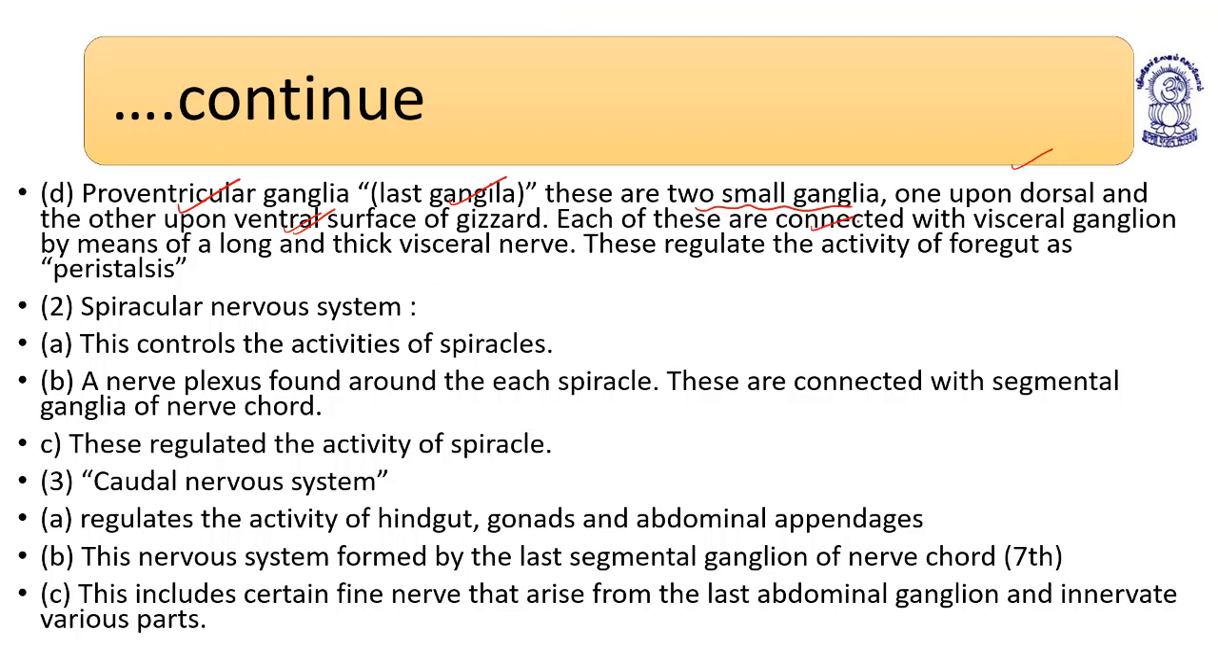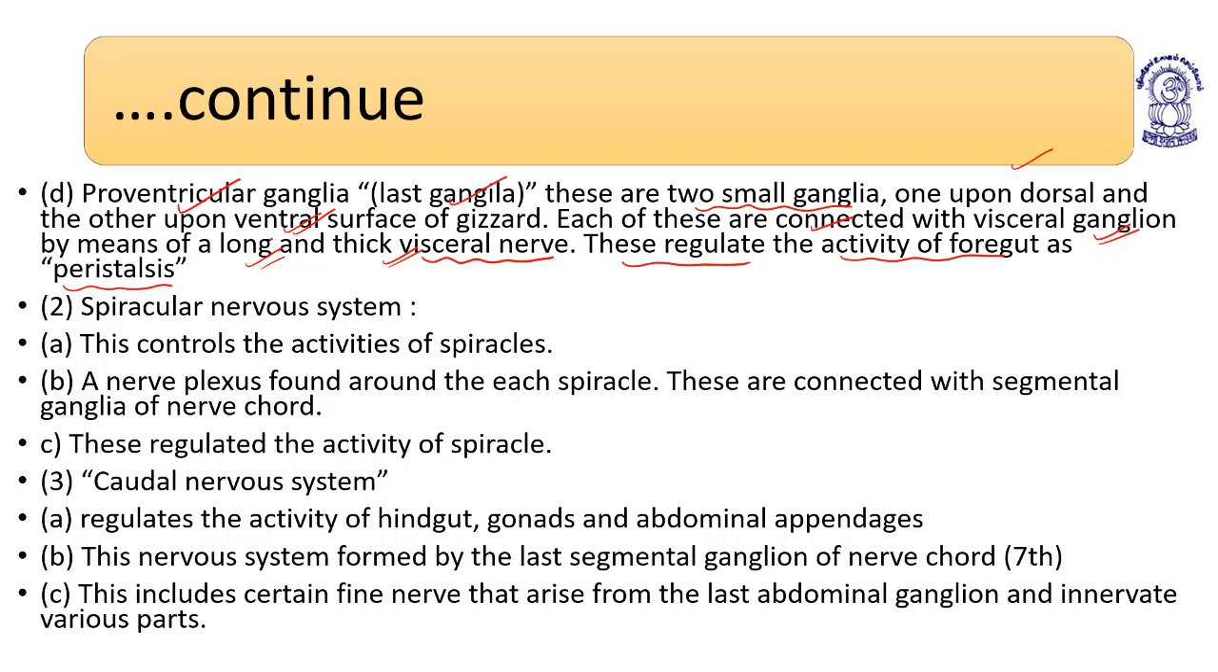Each of these is connected with the visceral ganglion. So the dorsal and the ventral branches of these small ganglia are connected with the visceral ganglion by means of a long and thick visceral nerve. These regulate the activity of the foregut, such as peristalsis. They help in the rhythmic movement of the foregut, through which food can transfer from the head to the abdominal region, from the pre-oral cavity, from the pharyngeal region to the abdominal region.